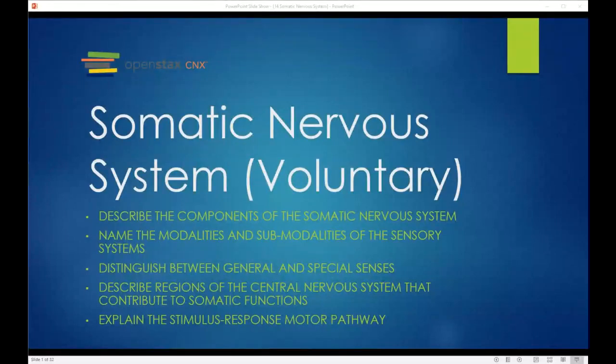All right, guys, so we're going to talk about the somatic nervous system. This is our voluntary, sort of the thing that we're super aware of. We're going to describe the components of the somatic nervous system, describe the modalities and the submodalities of the sensory systems. We're going to distinguish between the central and the special, or the general and the special senses. We're going to describe the regions of the central nervous system that contribute to somatic functions, and then the stimulus and response motor pathway.